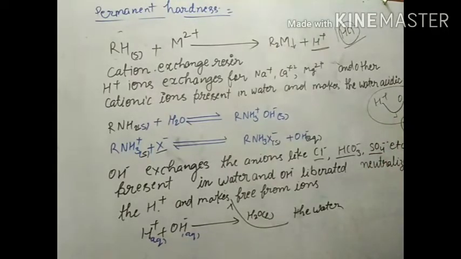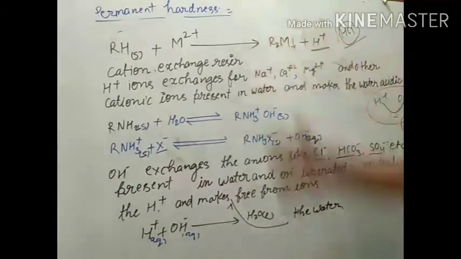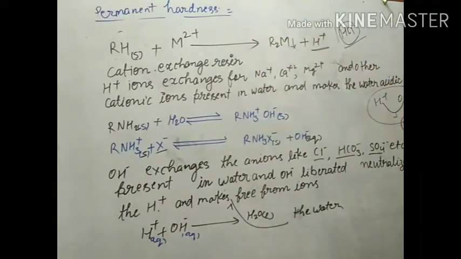Listen to this. When cationic and anionic resins are exhausted, we can regenerate. How can we regenerate? When the cationic exchange resin is passed through dilute acid, it can be regenerated. When the anionic resin is passed through dilute alkalis, it can also be regenerated. So we have discussed this method, and this method is more efficient.